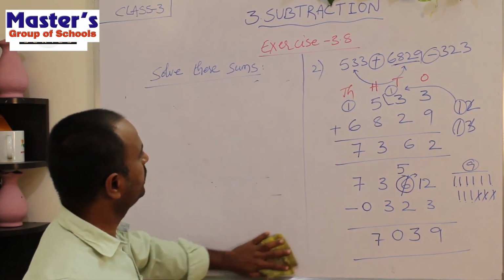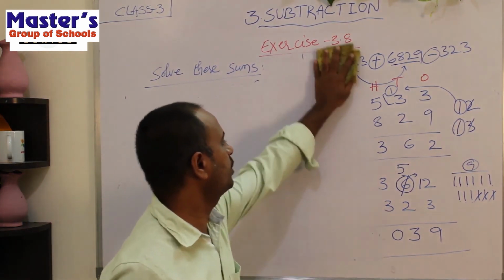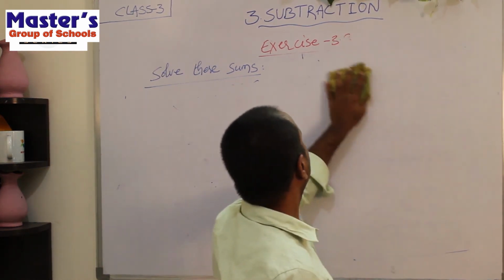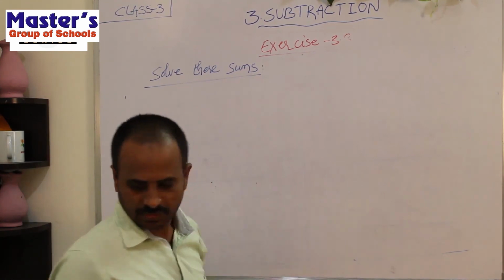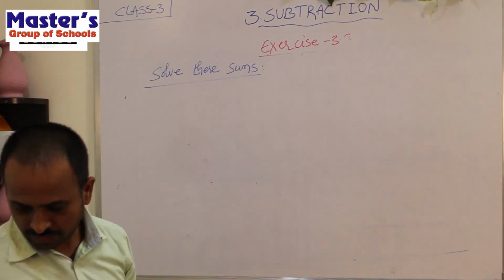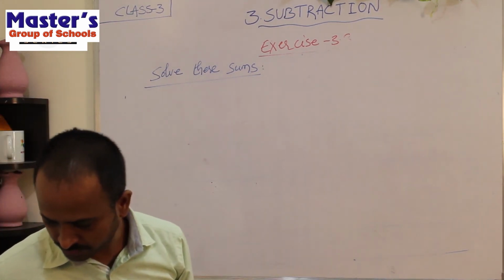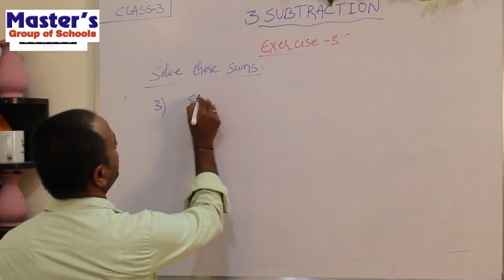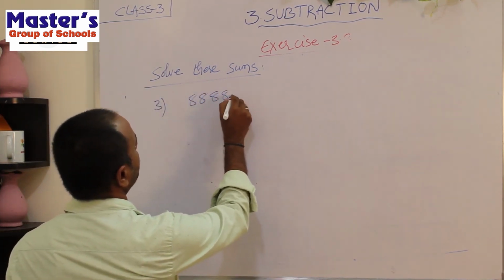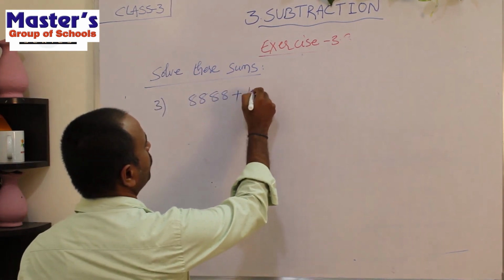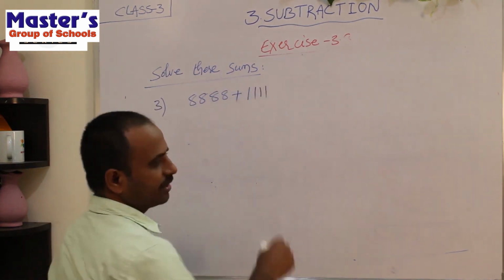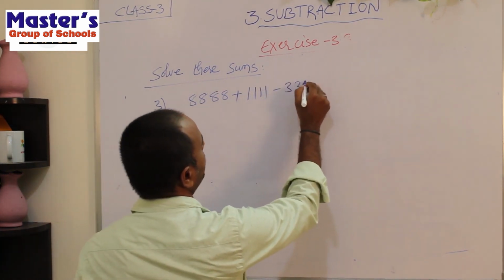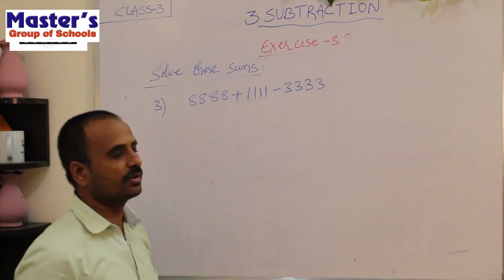So let us practice. Write the next problem here. The next problem is 8888 plus 1111 minus 3333. So children, observe this problem.